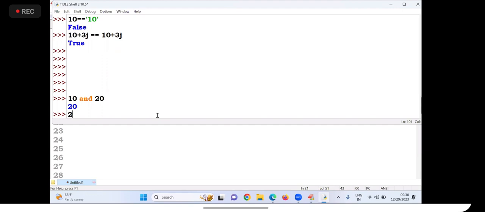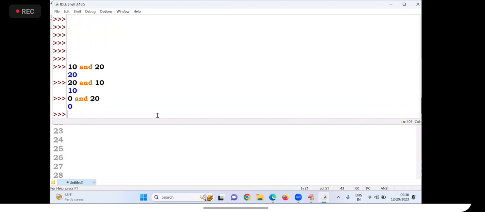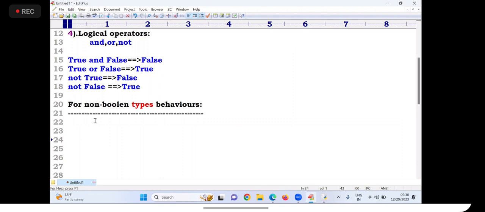Yes or no? If I give 20 and 10, we get 10 only. If I give 0 and 20, we get 0. So how is the operator working between the non-Boolean values? Simple, sir. I will give 3 rules here.